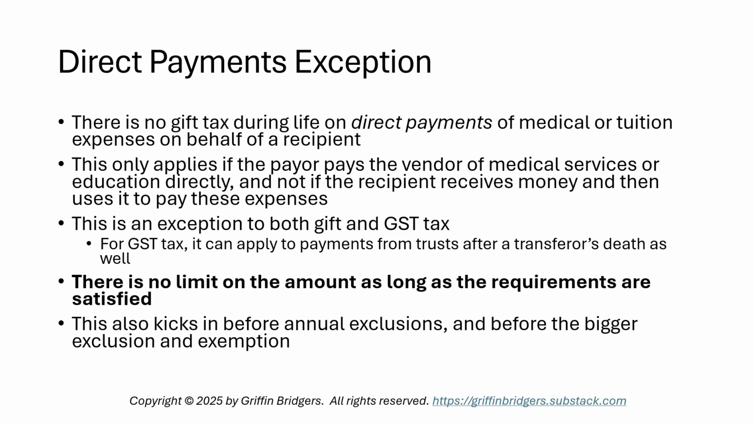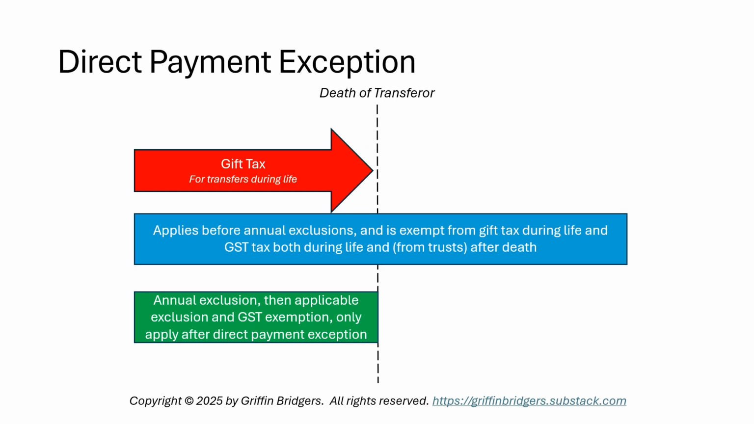Now, it's important to note that this is an exception to both gift and GST tax. For gifts, it only applies at the time of the payment, but for GST tax, as we'll explore in part 2 to this, it can apply to payments from trusts, maybe even after a transferor's death as well. And again, I want to emphasize there's no limit on this amount as long as the requirements are satisfied. And this creates another priority layer that kicks in even before we consider annual exclusions and before the bigger applicable exclusion for gift or estate tax or GST exemption.